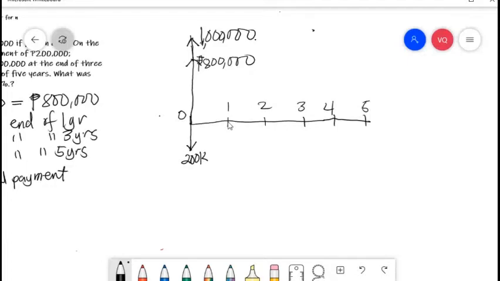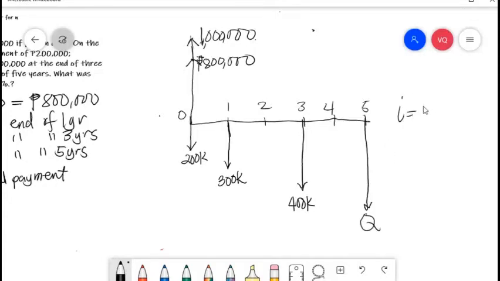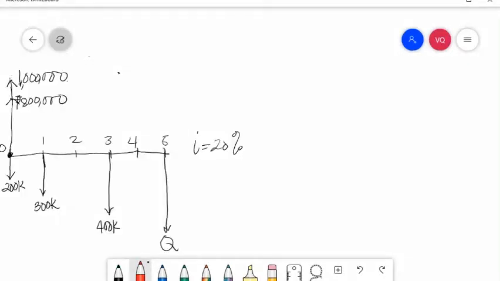At the end of 1 year, he will pay 300K. In 3 years, he will pay 400,000. So at the end of 5 years, what will be its final payment? So that is your Q. Assuming or given that interest is equal to 20%. Remember, our formula in compound interest again is F equal to P times 1 plus i raised to n.